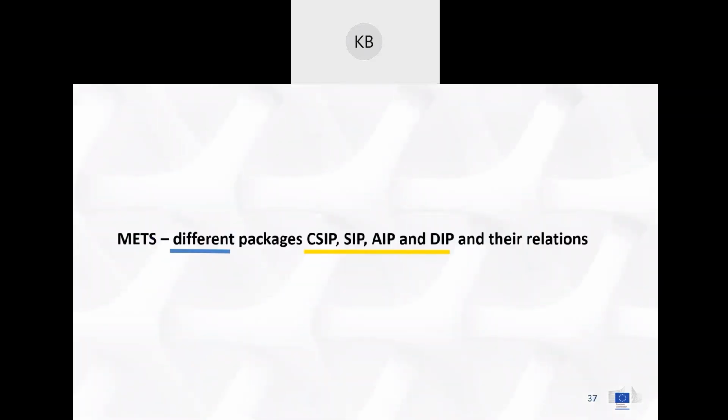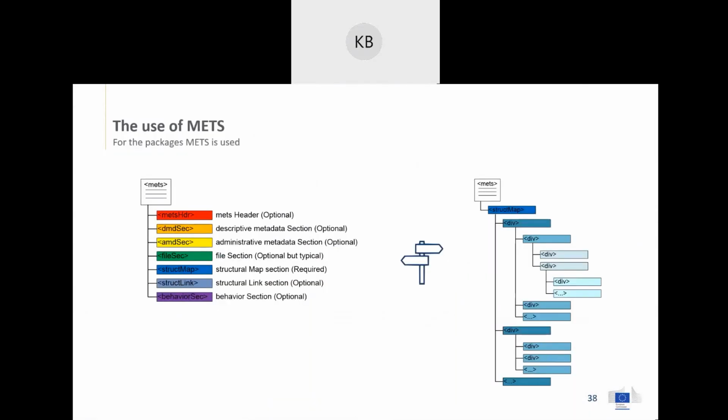Using METS and the different packages and how they are relating. This is going to be the really quick crash course in METS. On the next slide, METS is a de facto standard for how you describe an information package. It has 7 sections, where we are focusing on not all of them, we are focusing on the top 5. The METS header gives information about the information package and who has created it and when it was created.